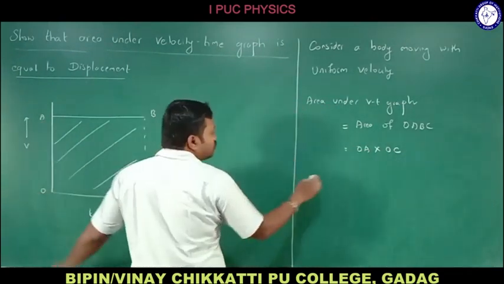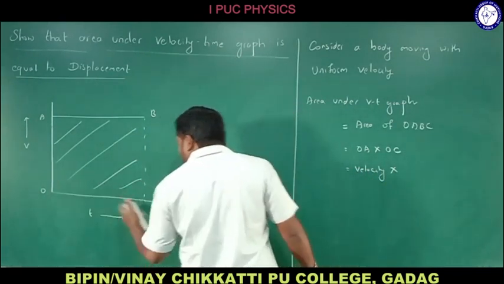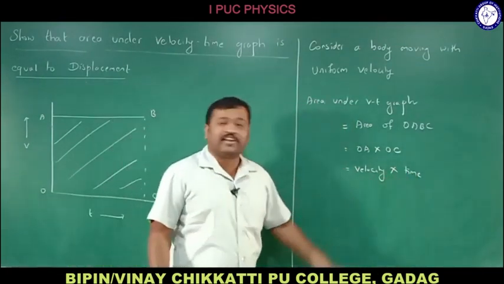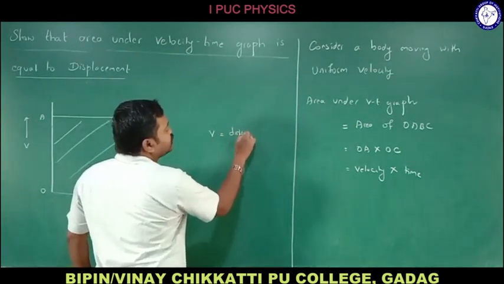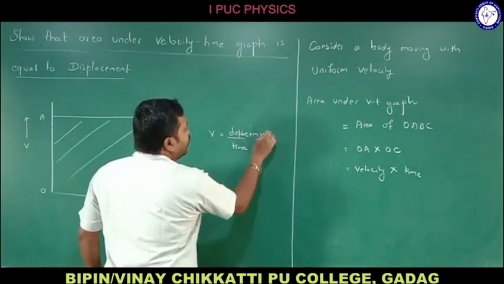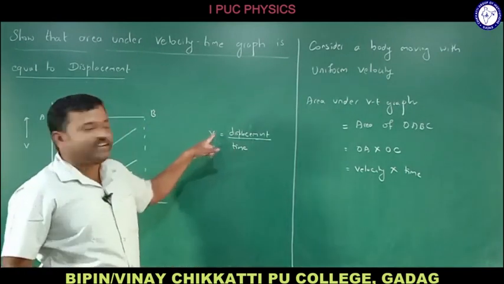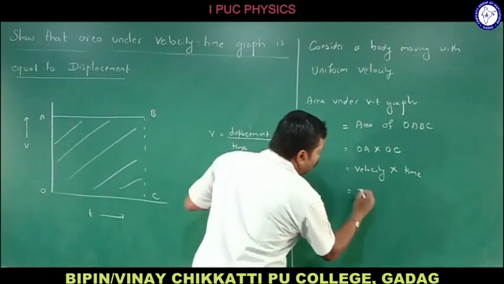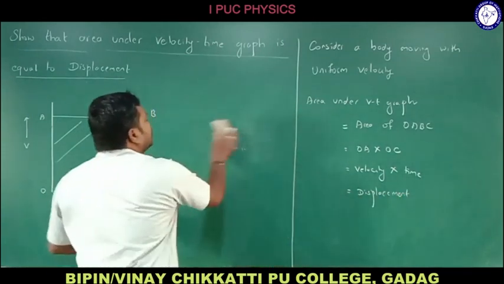What is OA? OA is nothing but the velocity, right? What is OC? It is nothing but time. What is velocity into time? We know the formula for velocity: velocity is displacement divided by time taken, right? If you bring time this side, it gives displacement. So velocity into time is displacement.